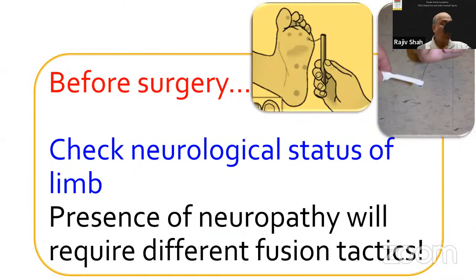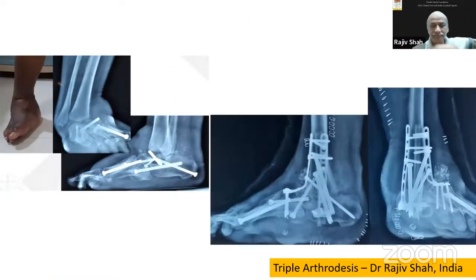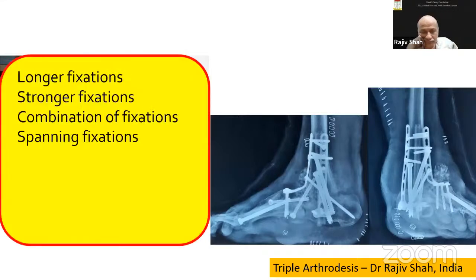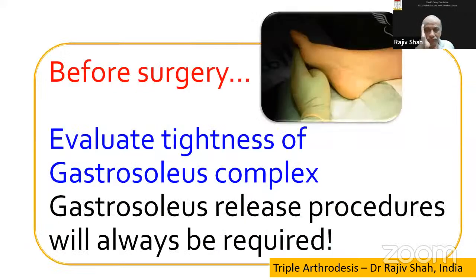One has to check neurological status of the limb, and if neuropathy is present, then it would require different fusion tactics. Like in this case of failure of triple fusion, pantalar fusion was done. For a neuropathy, you would need longer, stronger combination fixations and spanning fixations. Your fusion has to have extended immobilization, extended non-weight bearing, and long-term protection.